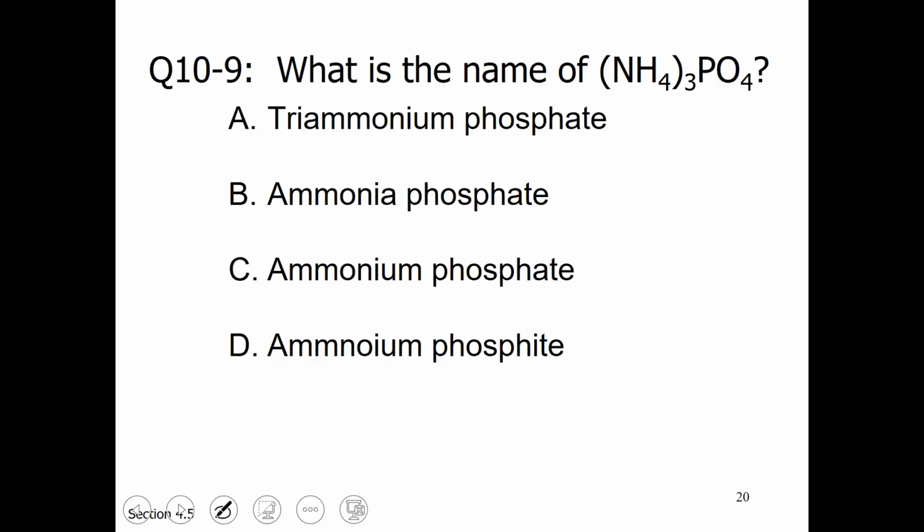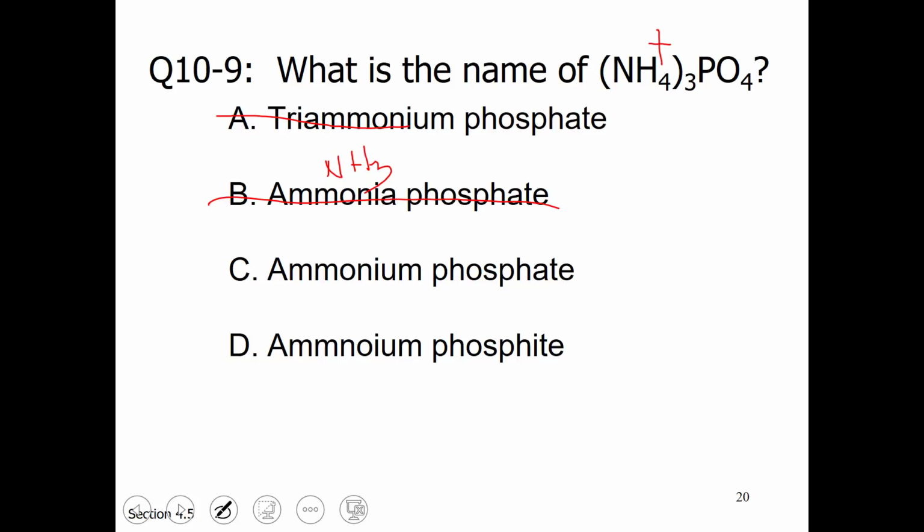Hopefully you're looking at NH4 and saying, didn't I just see that? Isn't that ammonium? So it's not ammonia, okay? Ammonia is NH3. You have NH4+, so not that one. We don't have to say how many. We really do not, not when we're dealing with ionic compounds. So triammonium is not it. So we're down to C or D.